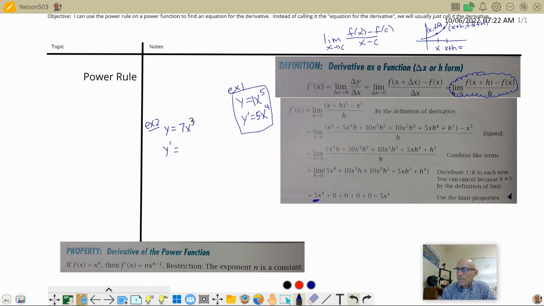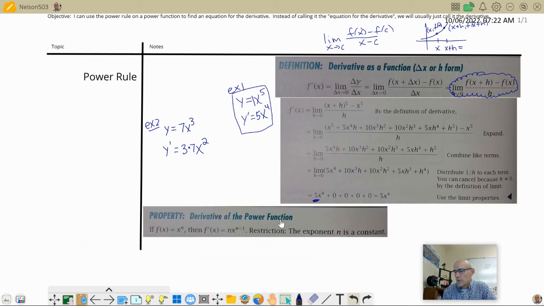All right, thanks. So if I bring the 3 down out front, I've got 3 times 7. The 7's still there, that's not going anywhere, just like the 1 is still here. And then I have x, and then I reduce the power that was a 3 by 1, and it becomes a 2. So this is the power rule that I'm trying to demonstrate for you right here. I'm going to move it over just a bit, and we'll try a couple more examples.